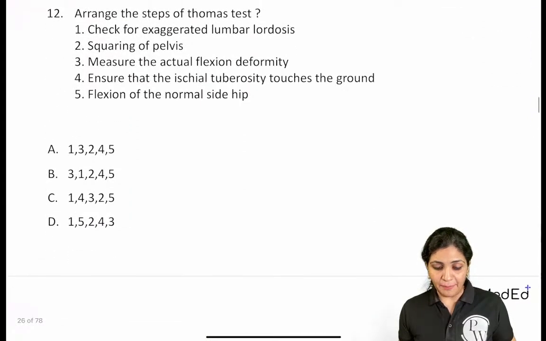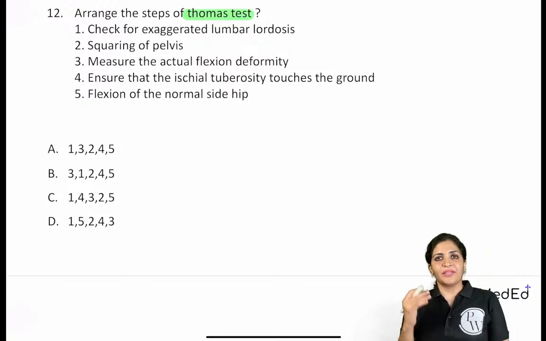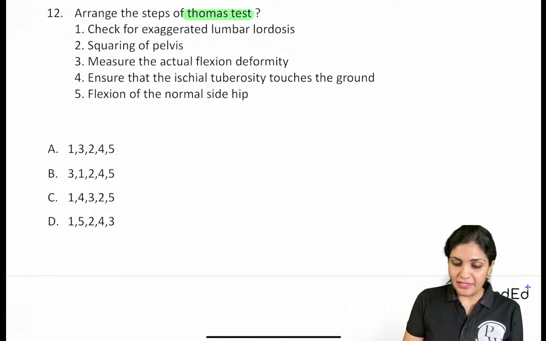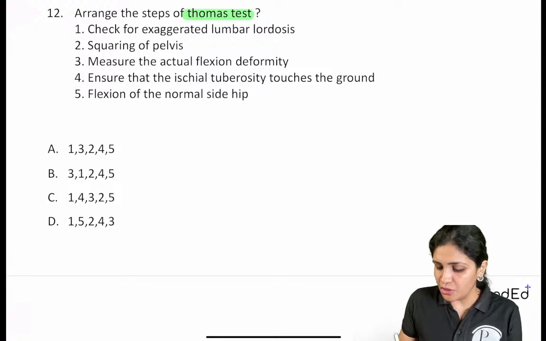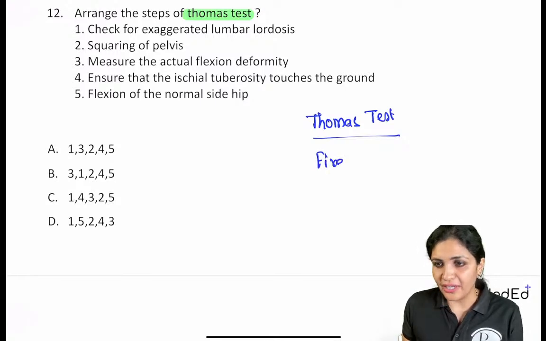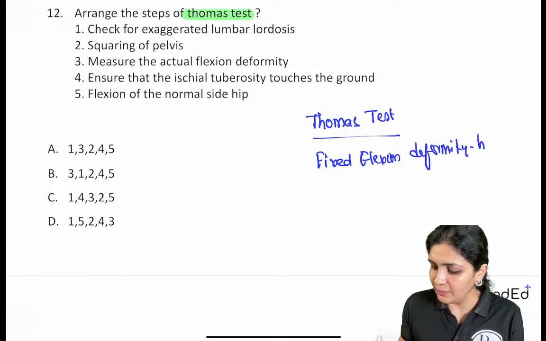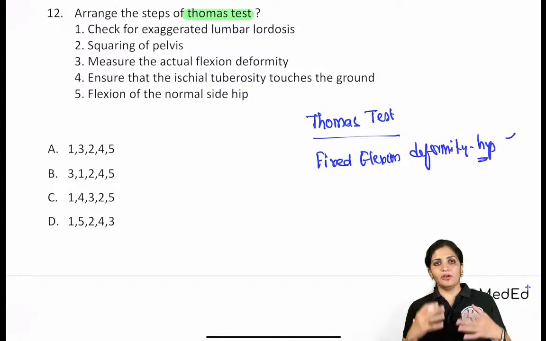Moving on to the next step, what are the steps for the Thomas test? So here we have completed the splinting. Now we are coming to the test. The most important test which you have to remember is the Thomas test, and if you see, this test is used for the fixed flexion deformity. So this is the fixed flexion deformity of the hip joint. So fixed flexion deformity of the hip joint is used for your Thomas test.